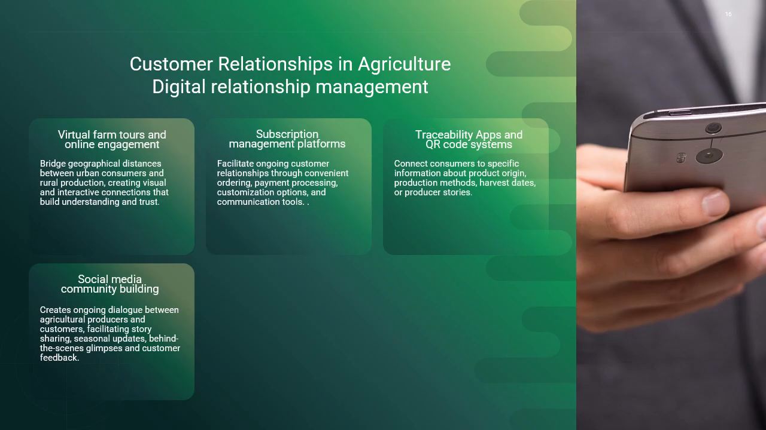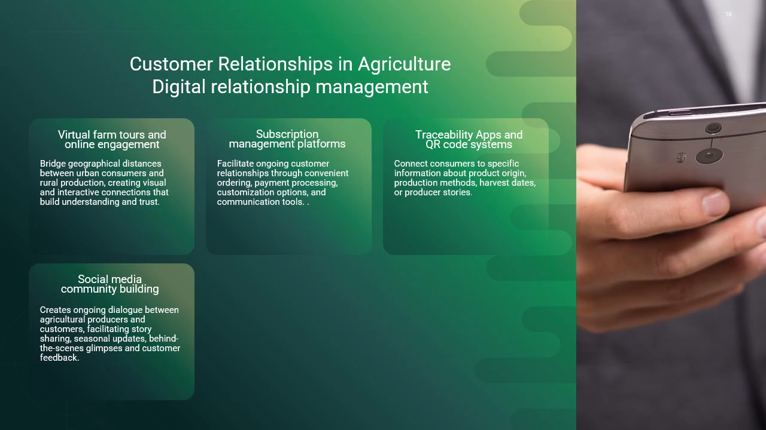Digital technologies increasingly enhance agricultural customer relationships, bridging geographical distances and creating new forms of connection and engagement. Virtual farm tours and online engagement bridge geographical distances between urban consumers and rural production, creating visual and interactive connections that build understanding and trust. A sheep dairy in a remote mountain region might use virtual tours to show urban consumers the pastures where animals graze, animal welfare practices being implemented, and traditional processing methods that create distinctive products. These virtual experiences make distant farms accessible to urban audiences.